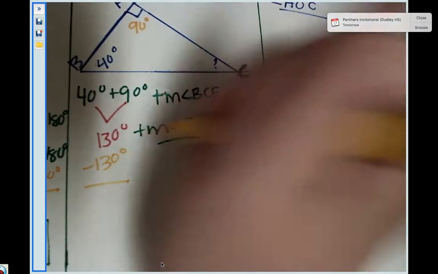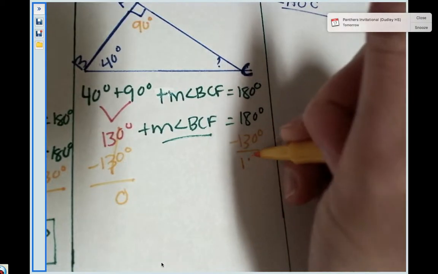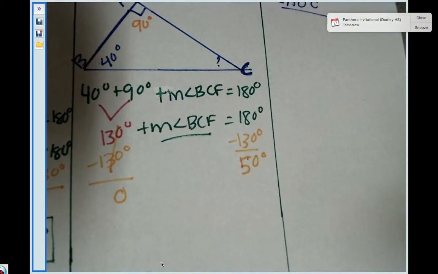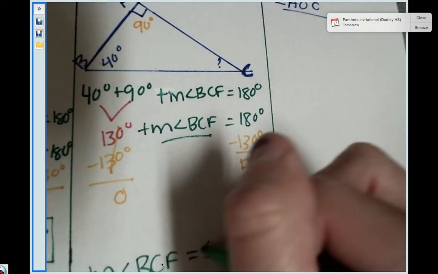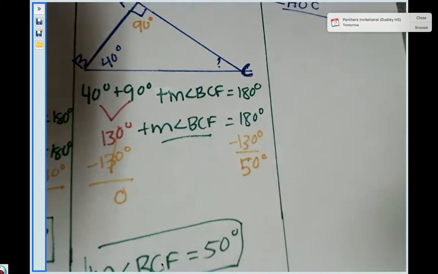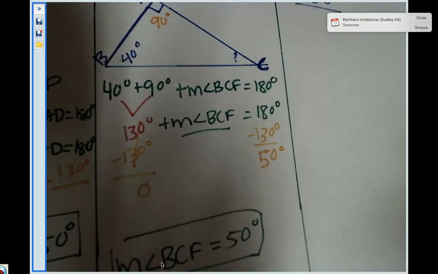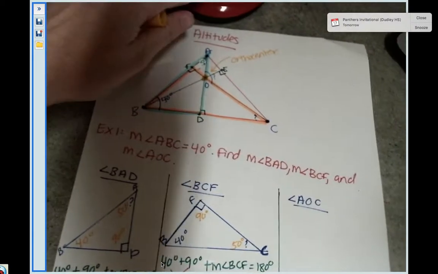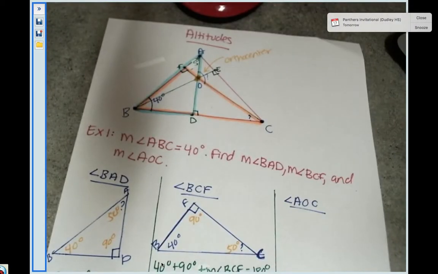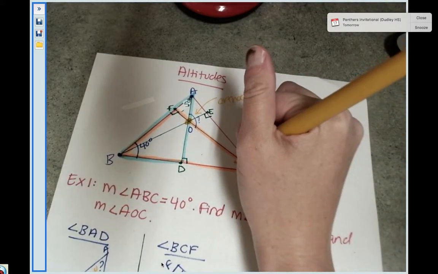Okay, so 130 minus 130 cancels and turns to 0. Okay, and 180 minus 130 is 50 degrees. Okay, so the measure of angle BCF equals 50 degrees. Yay! We found the measure of angle BCF. So this angle right here is 50 degrees. And again, I'm also going to label this in my big picture because maybe it will help me on the very last problem. Let's see. So angle BCF is 50 degrees.